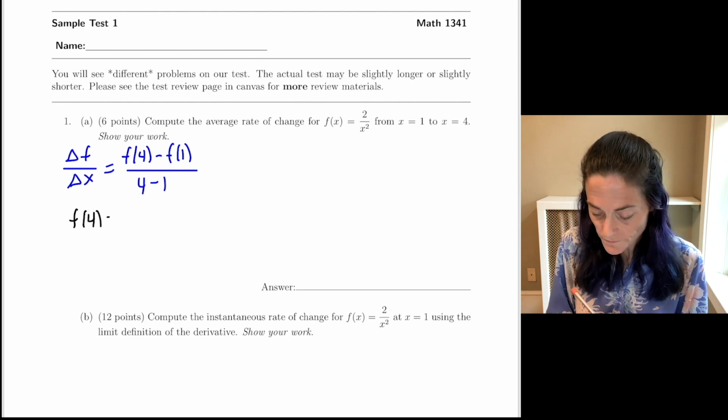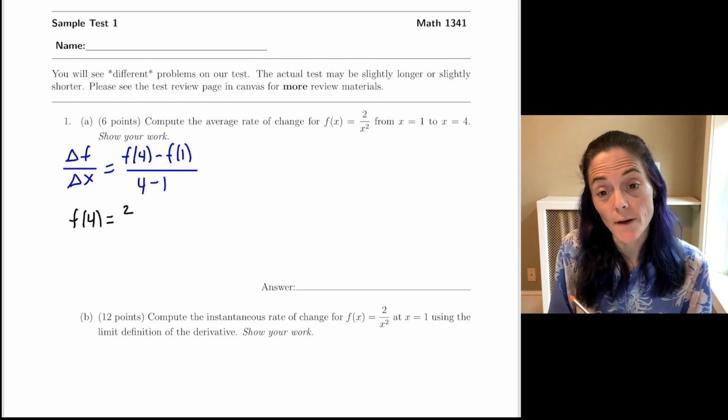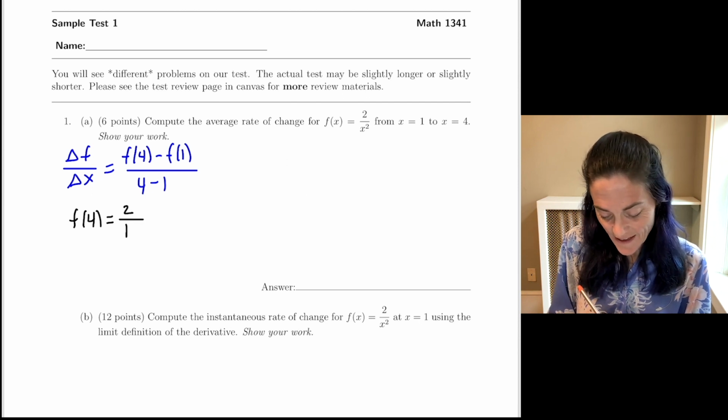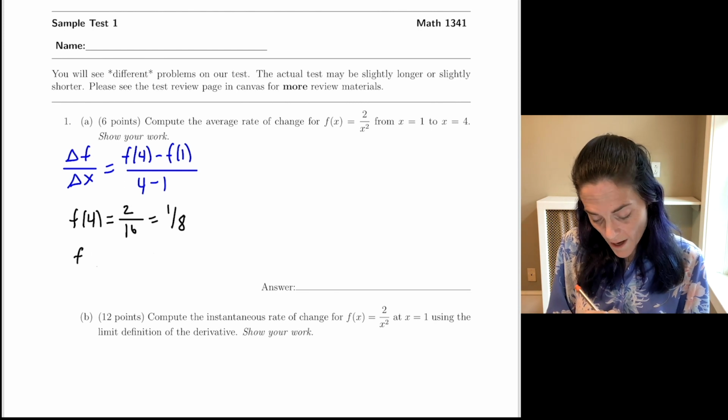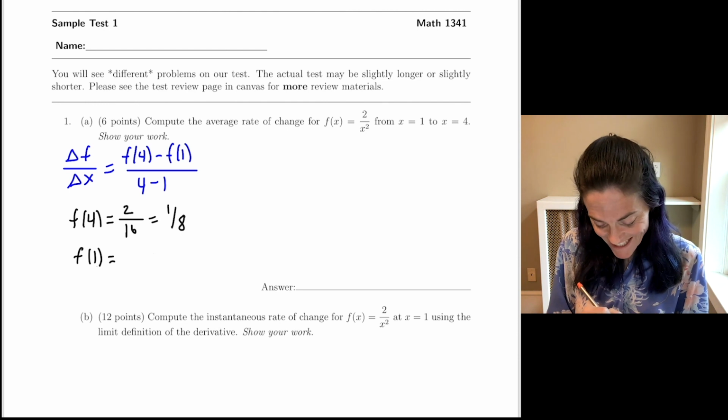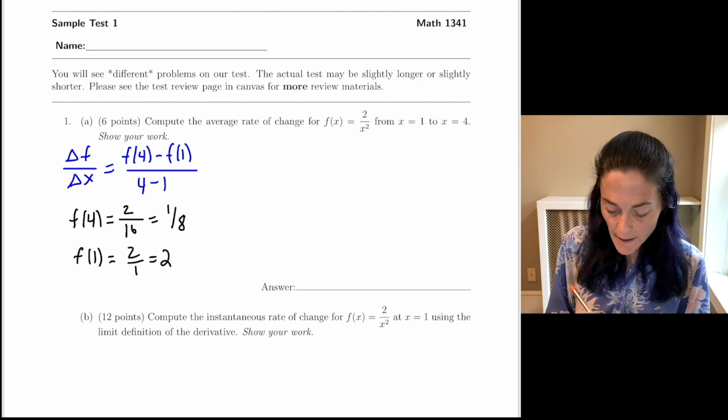Now, if it helps, we can come to the side and calculate f of 4. You see, this is 2 divided by 4 squared, which is 16. So this gives us 1 divided by 8. And f of 1, this is 2 divided by 1, which is 2. Okay, now let's jump back into this quotient.